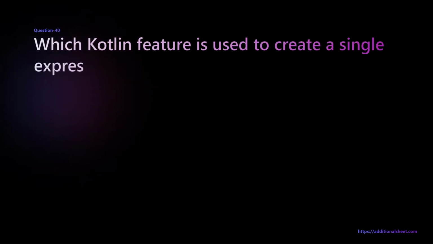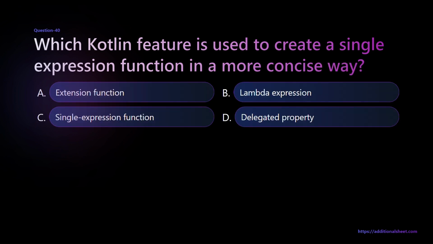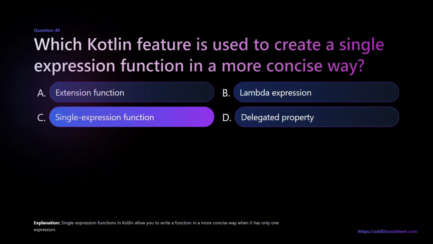Which Kotlin feature is used to create a single expression function in a more concise way? Option A, extension function. Option B, lambda expression. Option C, single expression function. Option D, delegated property. The correct answer is option C, single expression function.